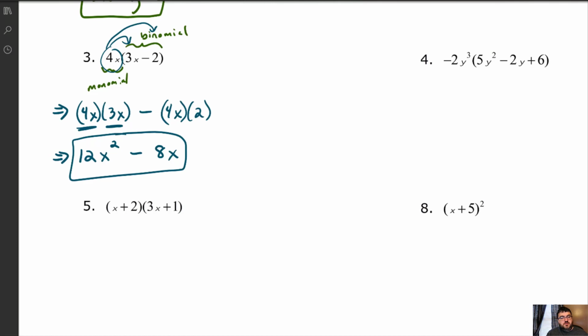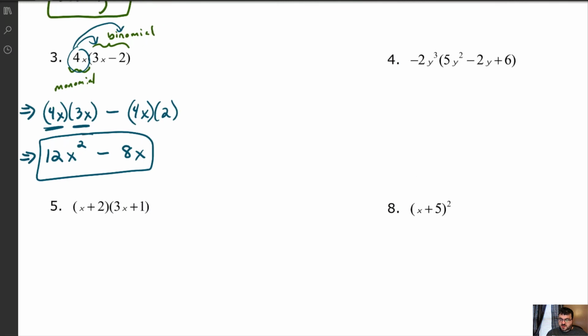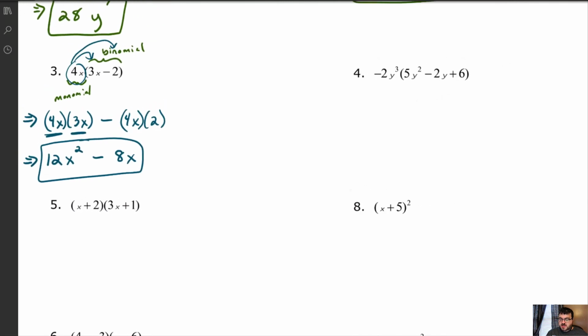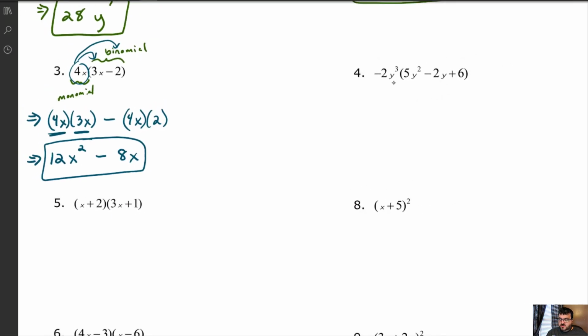But sometimes you're going to see once you distribute, you might have that happen. Okay, look over to number 4, just right beside it here. We have negative 2y to the third, and it's on the outside of a trinomial. So we're going to take this negative 2y to the third and basically distribute it to all 3 terms inside, all 3 of the terms of that trinomial.